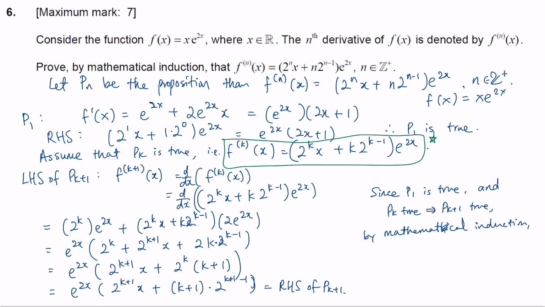There's no hitch here. Pn is true for all n integers.